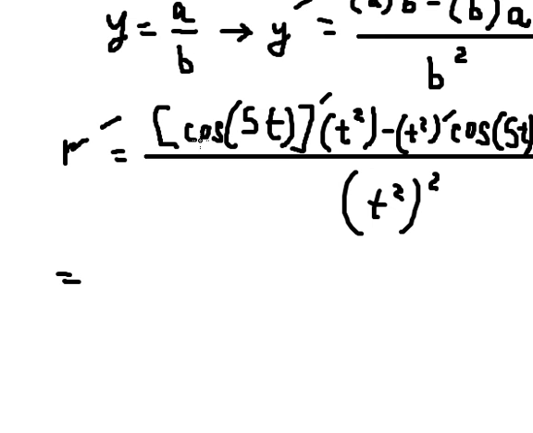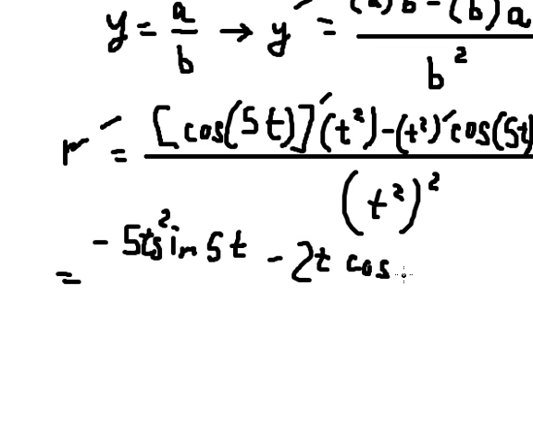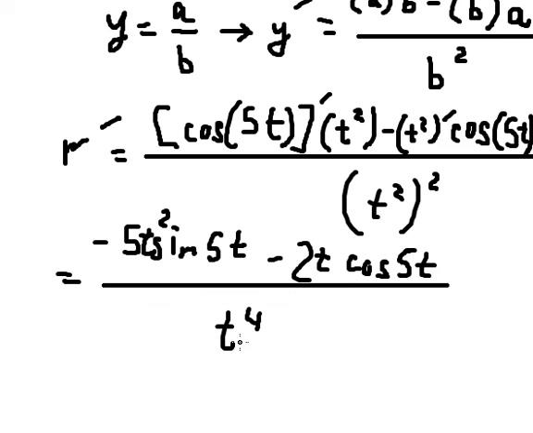So the first derivative of cosine pi t is negative 5 sine pi t, and we keep t squared going here. This one we have negative 2t cosine pi t, and this one we have t to the power of 4. And that is the final answer.